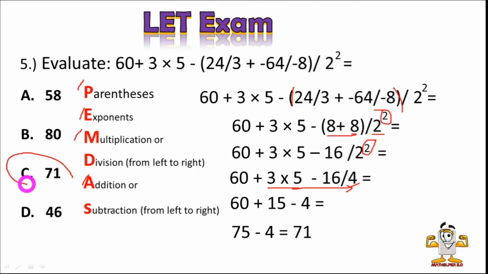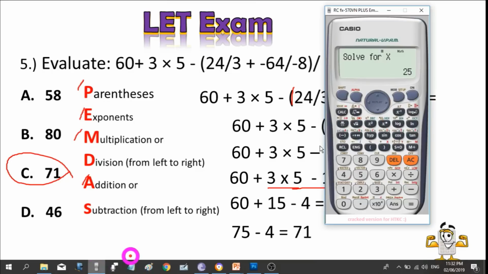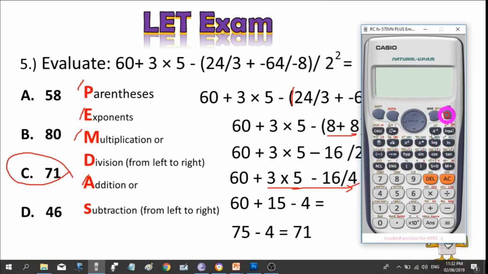So, correct answer is 71. So, pwede rin natin isolve yan sa calculator. So, follow lang po yung nasa problem. Dapat po follow yung parentheses saka yung operation niya. So, minus parentheses 24 divide 3 plus negative 64 divided by negative 8, then parentheses, divided by 2 squared. So equals. So the same answer, which is 71.